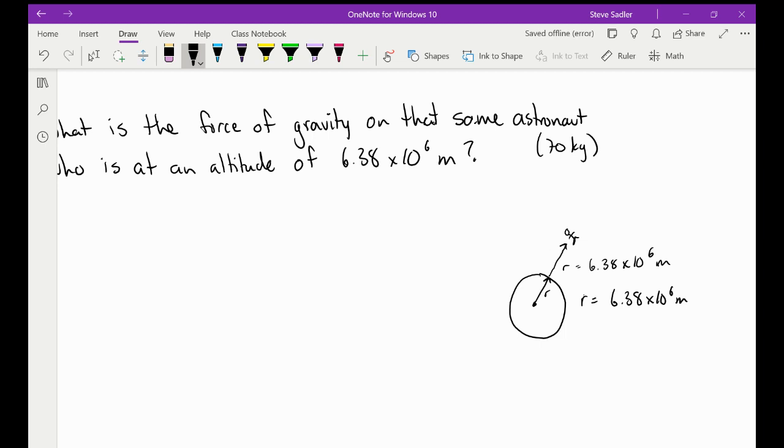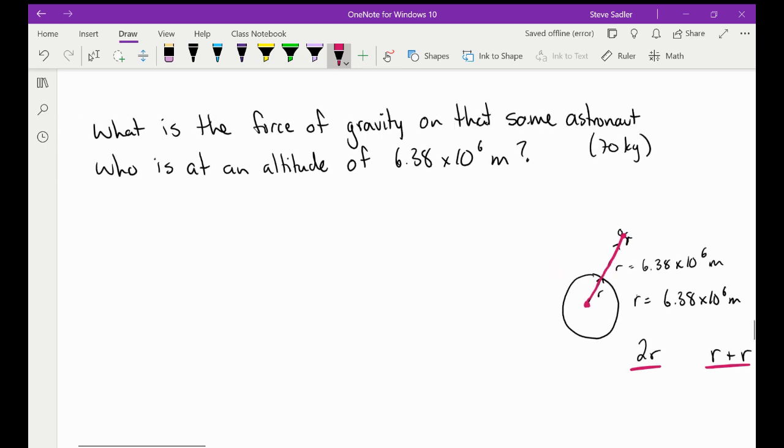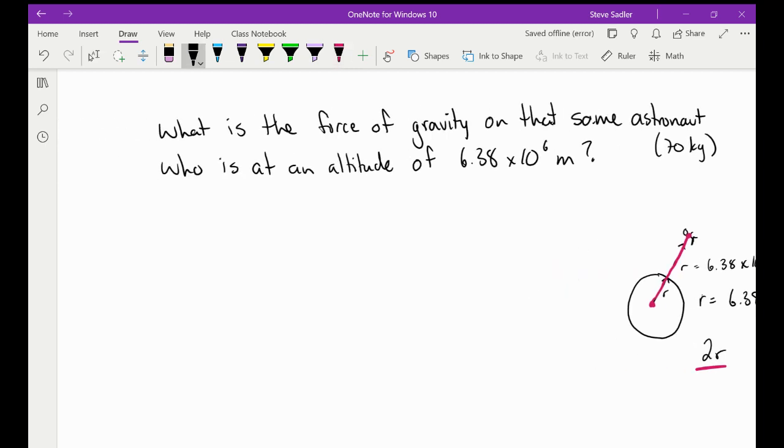So a couple different ways you can do this. To find the distance between the centers of the masses, you need to calculate the distance from here to here, which is basically 2 times the radius. So you can say the distance is going to be 2r, or you can say it's going to be r plus r. It's completely up to you. You're going to get the same answer. So let's plug that in.